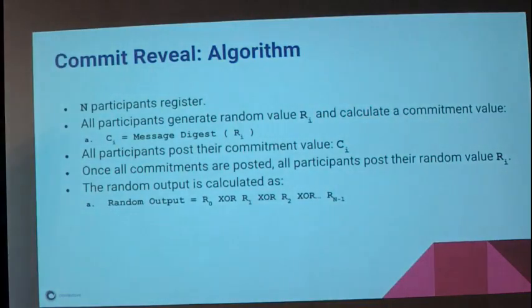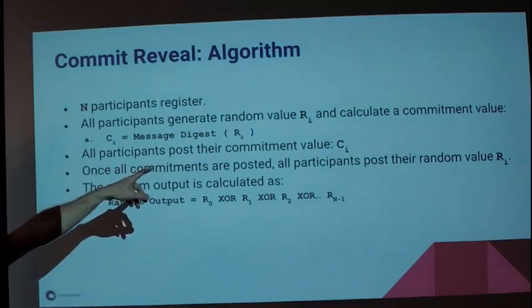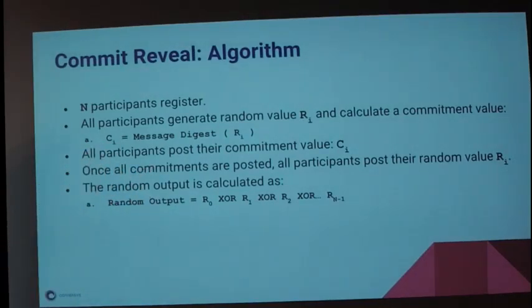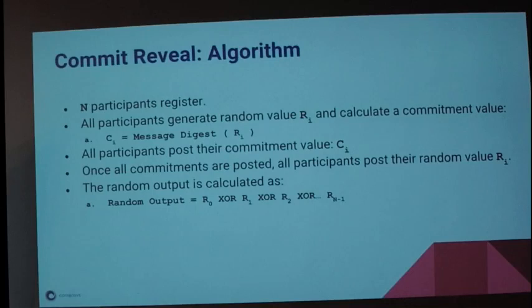So another simple scheme is commit reveal. In the early days of proof of stake, this was the scheme that was being proposed. The idea is you have n participants, and everyone calculates the message digest of their random number. They call it C, so commitment. Then you post your commitments, and once all the commitments have been posted, everyone reveals their random number, so commit reveal. Then you calculate the random output as the combination of all the input values.